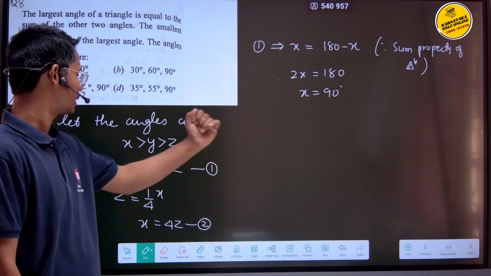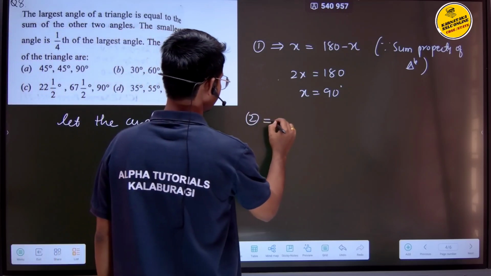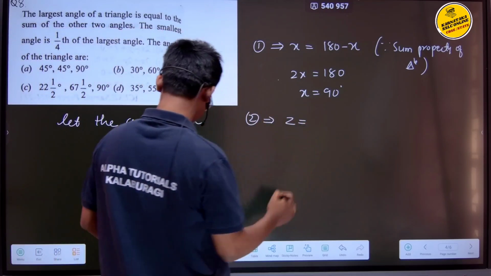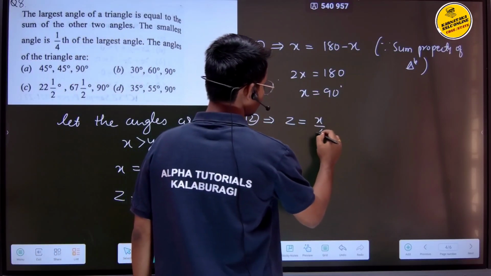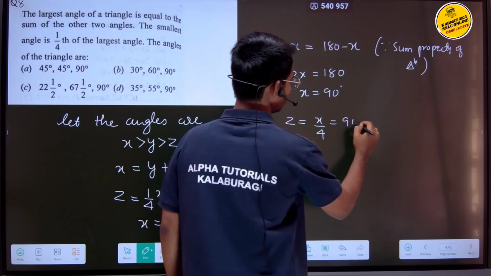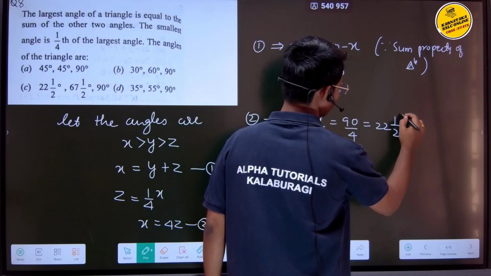Now once we got the x value, we can also get the z value. So equation 2 implies I need to find the z value, so I'll shift the 4 to the other side, x by 4. So it is going to be x by 4, which means 90 by 4, so I'll get 22 and 1 by 2.